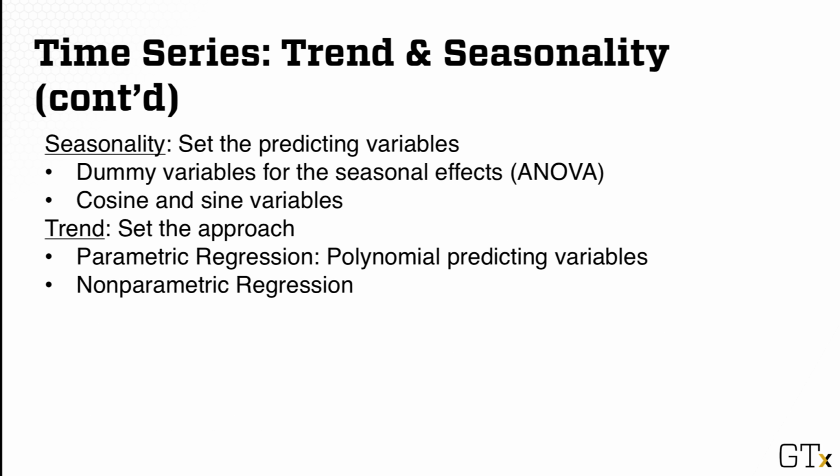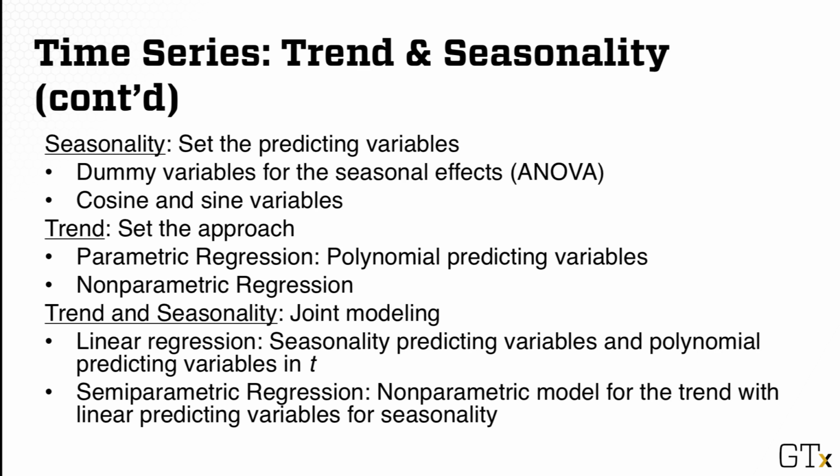Since we use regression to estimate the seasonality and the trend, we can do so simultaneously. For seasonality, we only have linear terms in the regression model, regardless of whether using the seasonal means model or the cosine sine model. However, the trend can be linear in the predicting variables if assuming a polynomial with known order, or it can be non-parametric. To combine both into one joint model, we simply use linear regression if both the seasonality and the trend are specified by linear terms, or we can use a semi-parametric model in which the trend is non-parametric, but the seasonality is added to the model linearly.